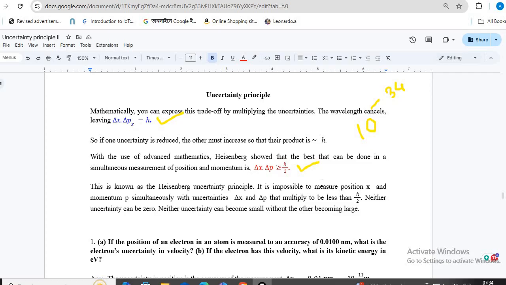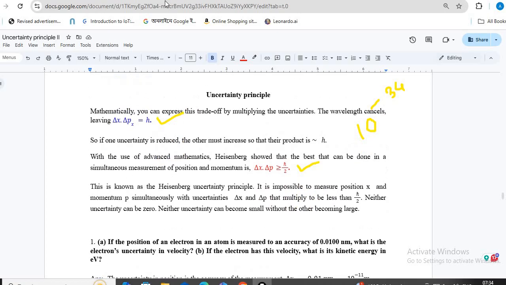So it shows that mathematically we have a relation between position and momentum. It is impossible to measure position and momentum simultaneously with uncertainties del x and del px that multiply to be less than h cross by 2. It will always be greater than or equal to h cross by 2, and at least this should be equal to h cross by 2. It cannot be less than this. So it's a mathematical relation.